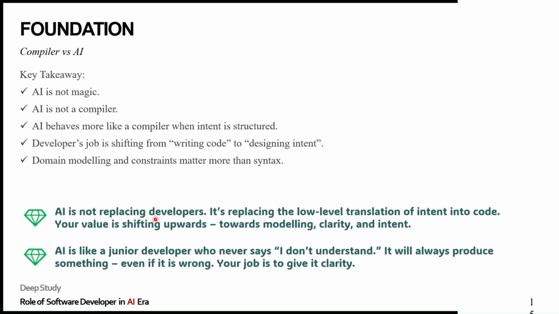AI is not replacing developers, it's replacing the low level translation of intent into code. Your value is shifting upwards towards modeling, clarity, and intent. Think of AI like a junior developer who never says, I don't understand. It will always produce something, even if it is wrong. Your job is to give it the clarity.